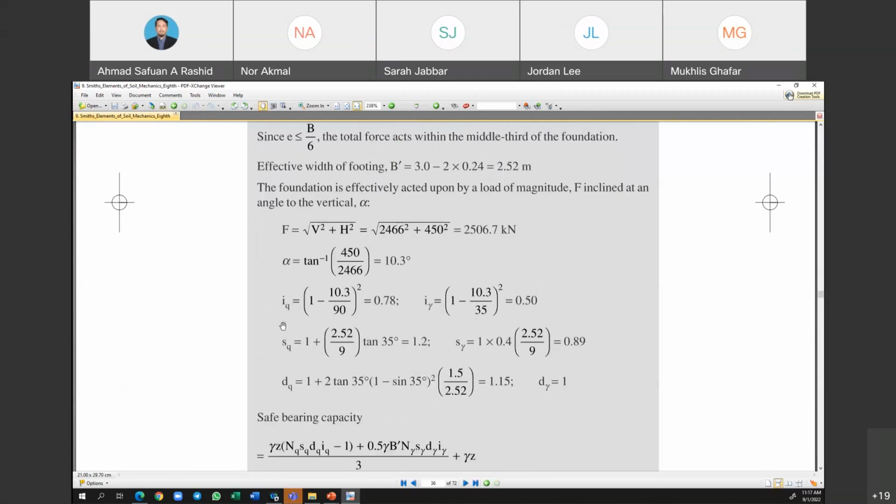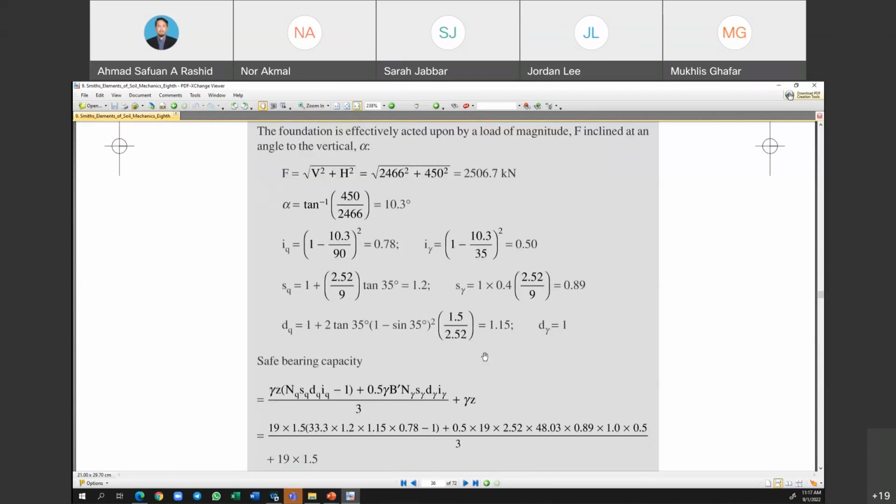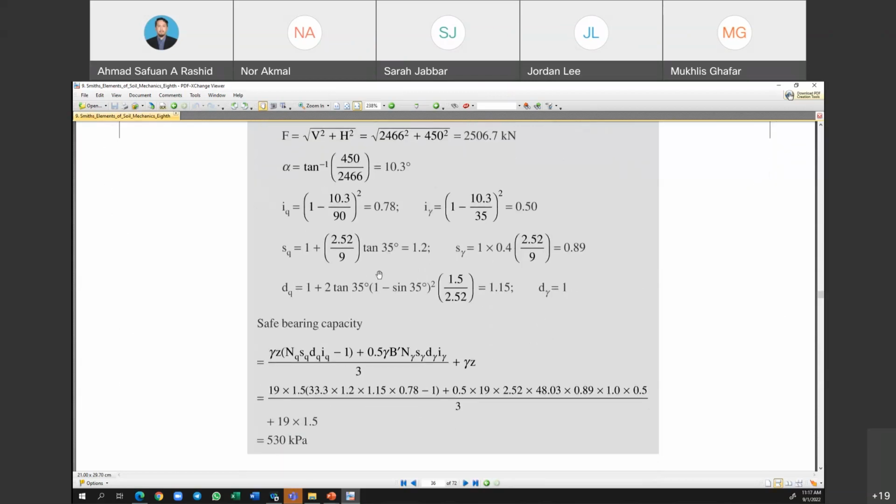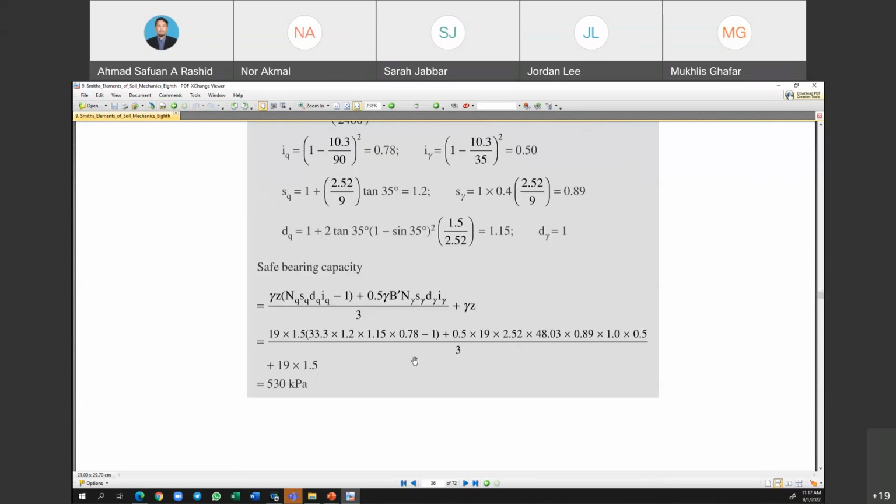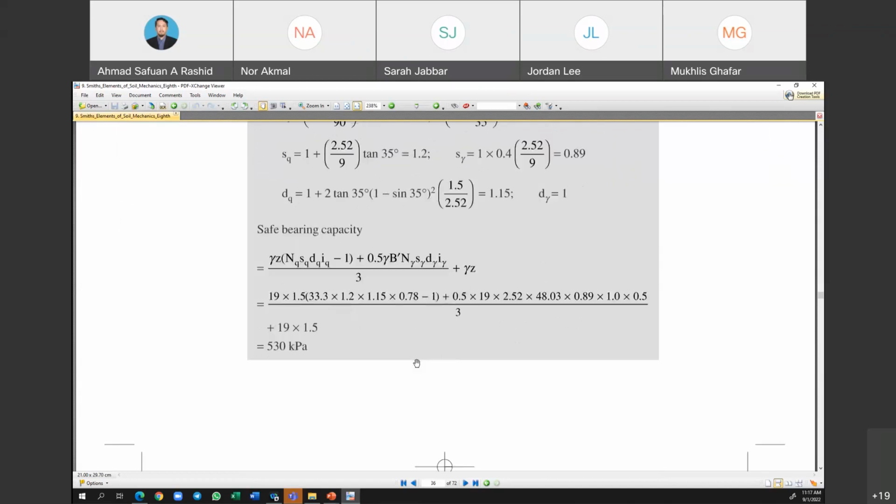Then we just calculate for the i_q, i_gamma, s_q, s_gamma, d_q, d_gamma. So we put all the information into the equation, then the value for the safe bearing capacity is 530 kPa. So that is for what we call the conventional method.